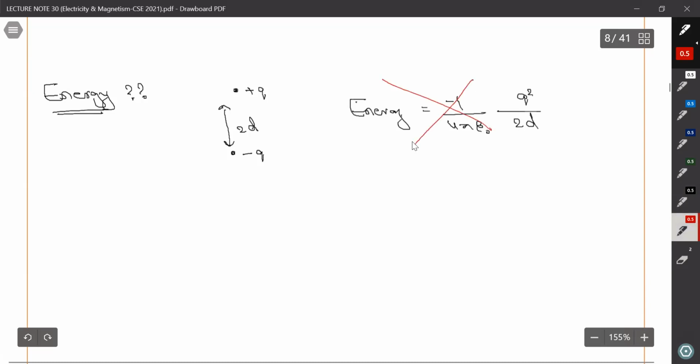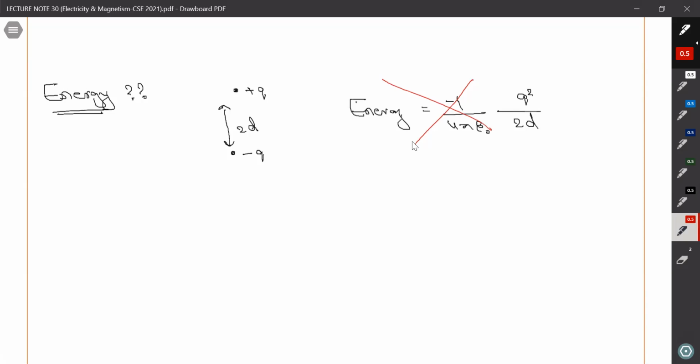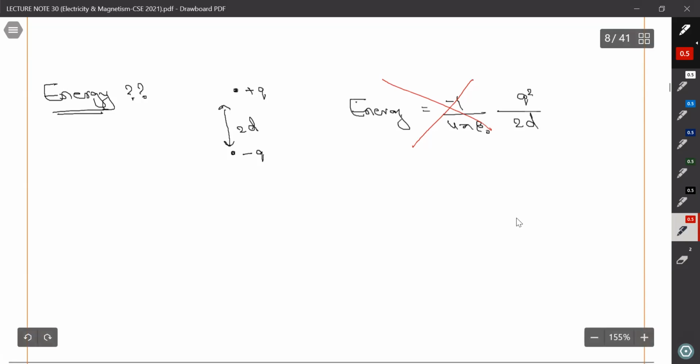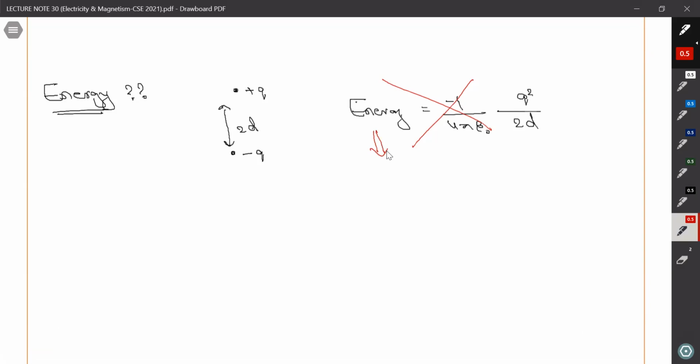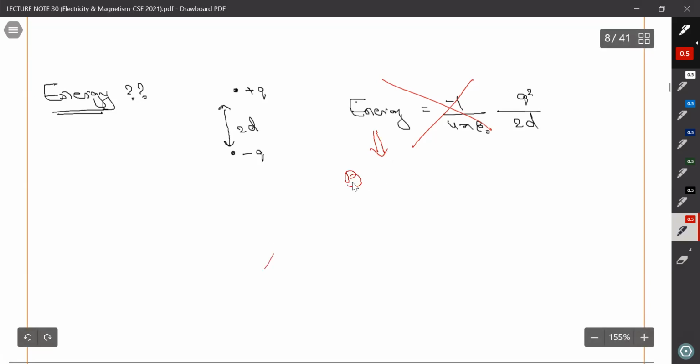Why wrong? That you have to see, right? What is happening here, what is this energy? What does this energy comprise of? This energy comprises bringing both charges from infinity to this position.